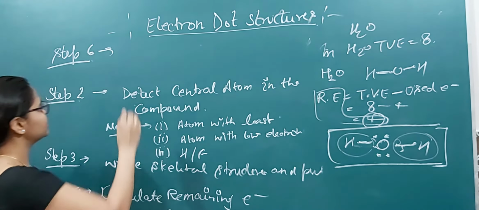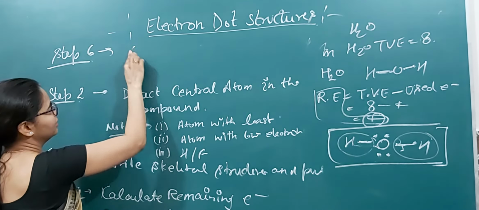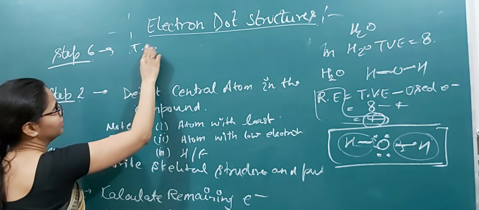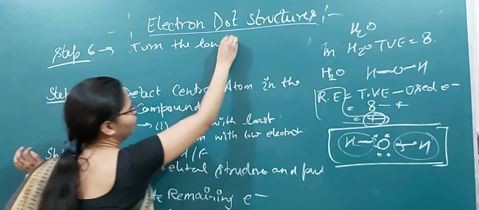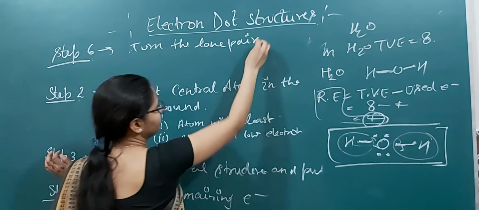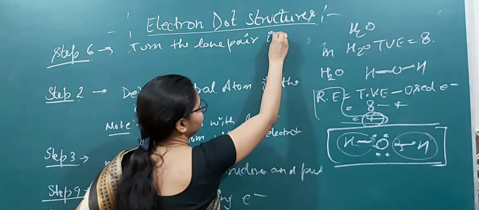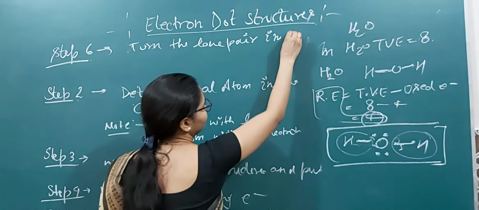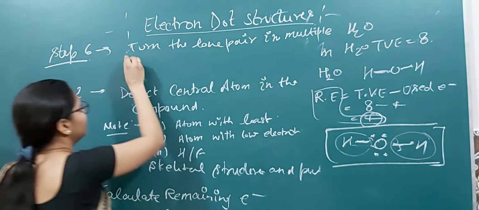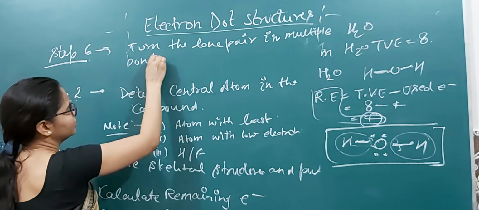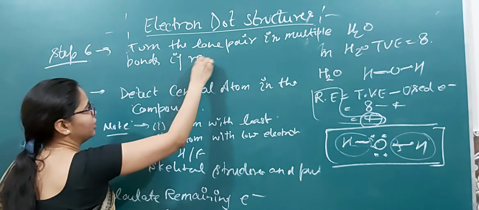So this is our 6th point: turn the lone pair into a multiple bond if required.